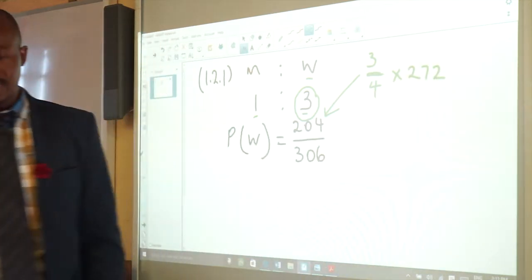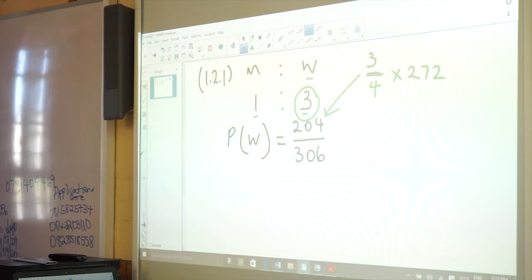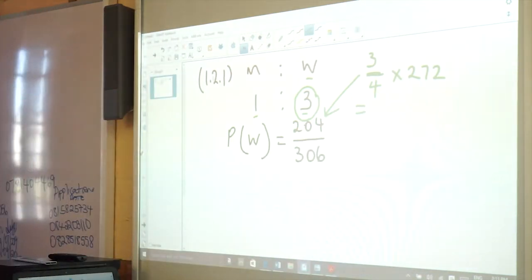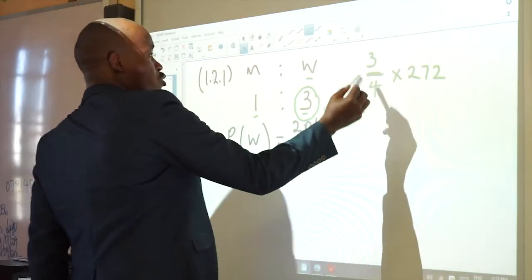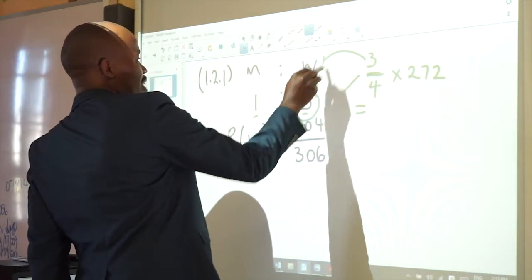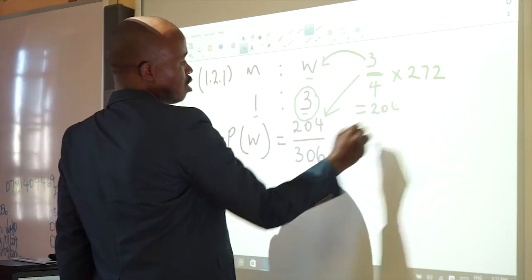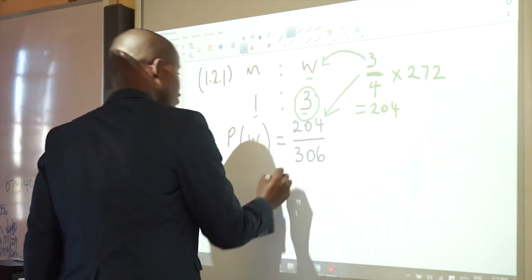Again, learners do this in grade 10. But in grade 12, we don't have activities for this. It just comes up anyway. So this is a disadvantage when it comes to paper 2. These basics, we need to revise. So that's how we got 204. So 3 out of 4, because women are 3 parts out of 4. Then we got 204. Now let's go to the answer.